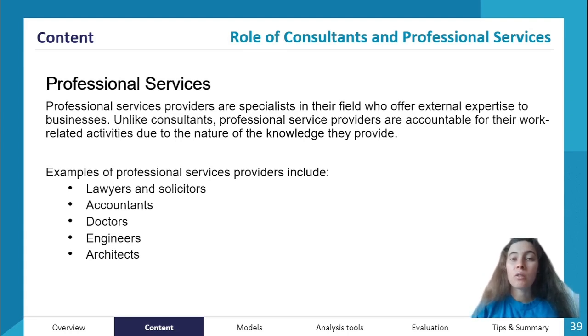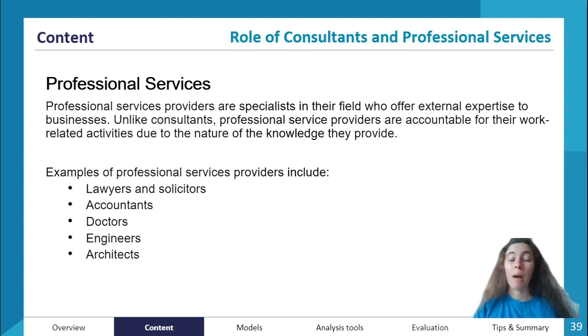So a consultant, they're just consulting the business. They're just an external party that is guiding the business, and it's not so legally accountable and binding. Whereas for professional services, you've got people like lawyers, accountants, doctors, engineers, and architects.